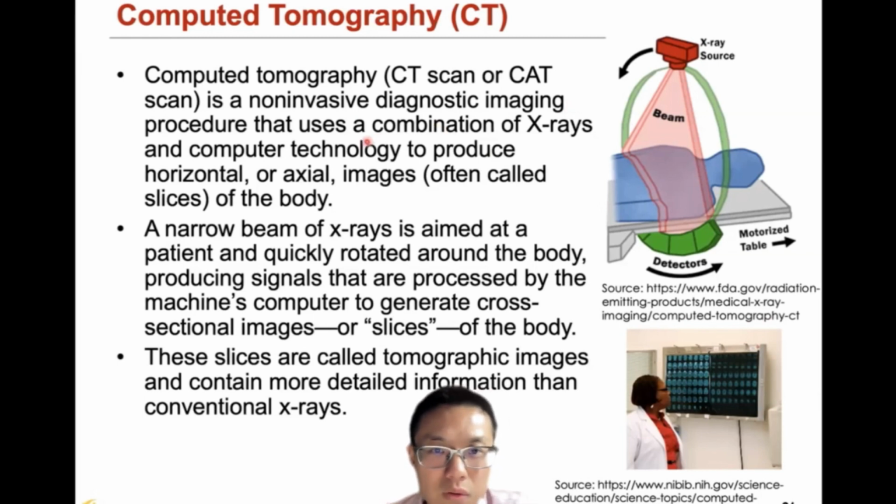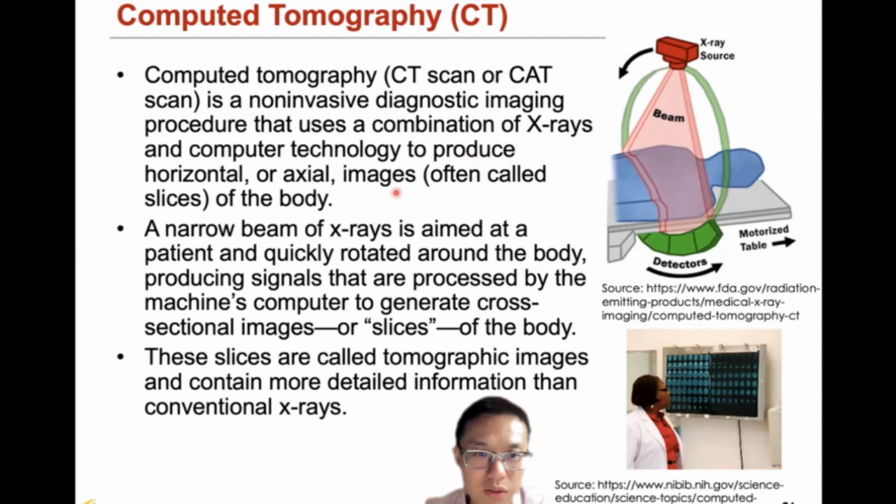Okay. So CT is a non-invasive diagnostic imaging procedure. It uses a combination of X-rays and computer technology to produce horizontal or axial images, often called slices. So here we have a 3D volume, right? So basically we can have multiple slices of the human body. The human body is also a 3D volume, so we can have different slices with different imaging content.